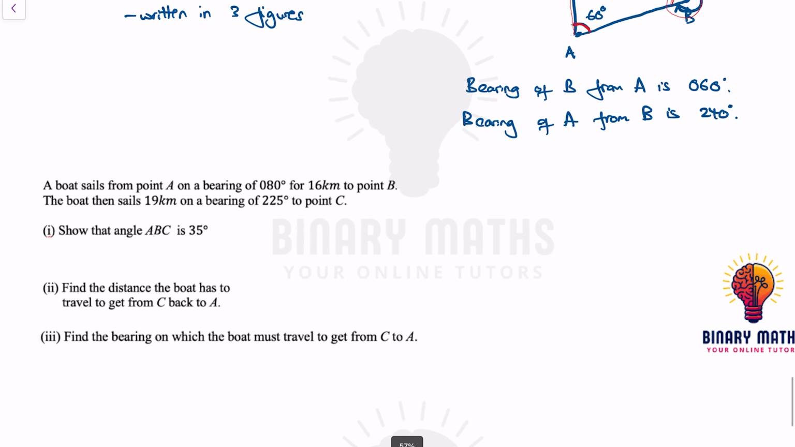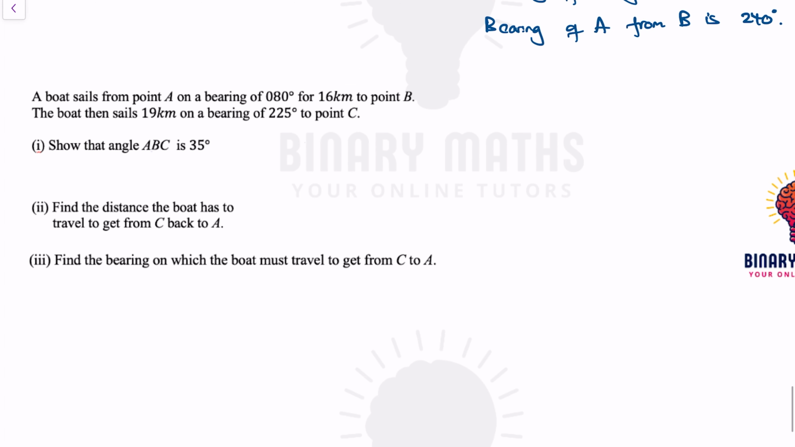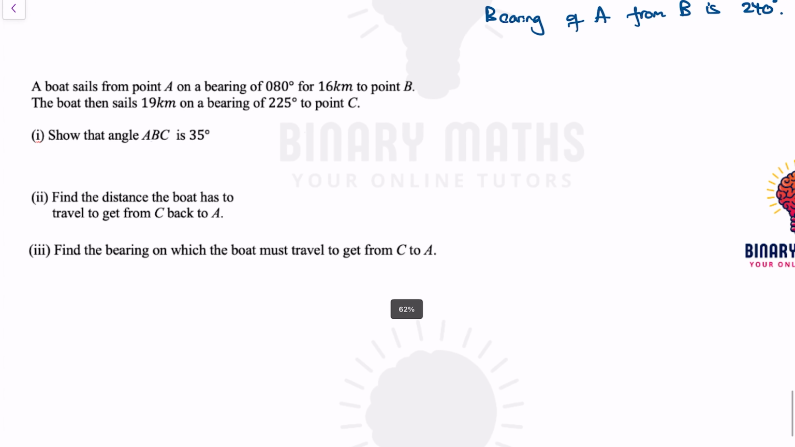Let's go through an example. A boat sails from point A on a bearing of 80 degrees for 16 kilometers to point B. So if I were to draw this out, we've got A, north line, it's traveling on a bearing of 80 degrees. 80 degrees is an acute angle, so something like this. So this is 80 degrees, and it gets to a point B. So let's say somewhere here, B, and that's 16 kilometers, so we've got 16 there.